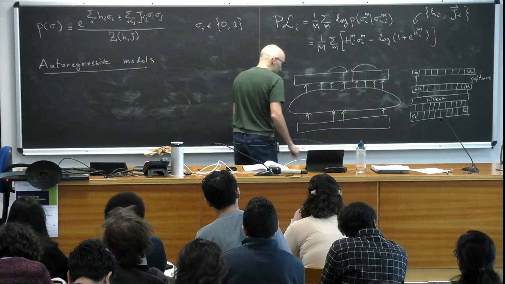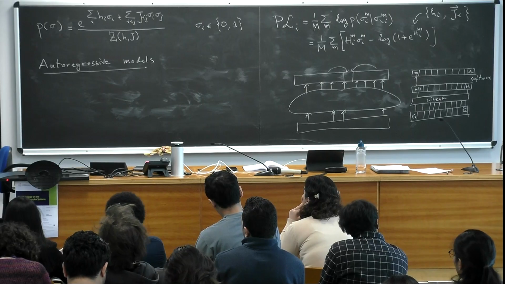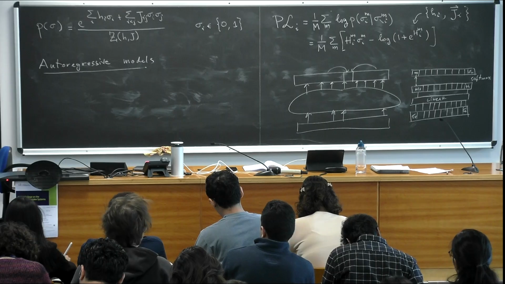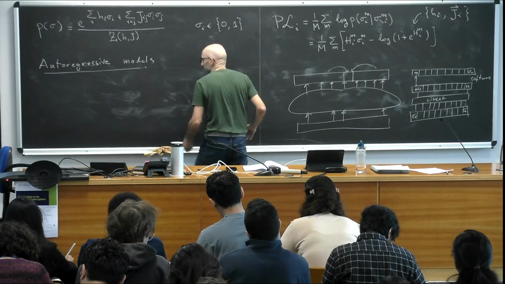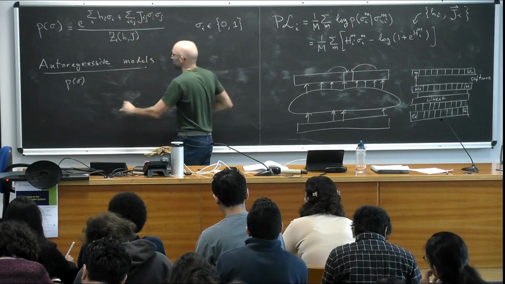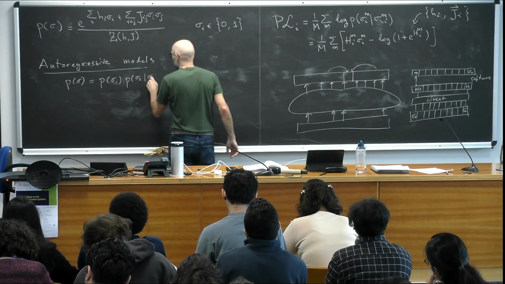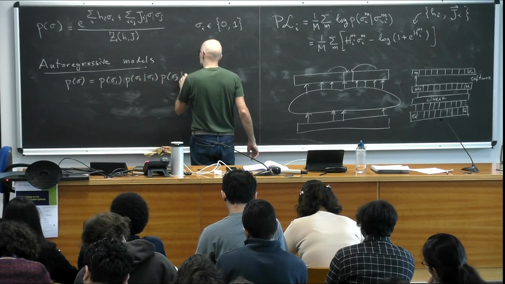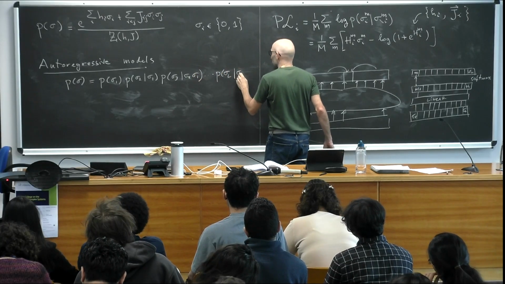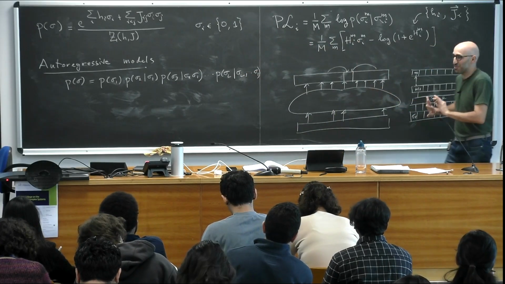So in autoregressive models, what you do is you use the fact that the joint probability of L variables can always be decomposed as a chain of conditional probabilities. So you say, okay, my P of sigma is not this one now, so forget about this one. I will write it as P of sigma 1, P of sigma 2 conditioned to sigma 1, P of sigma 3 conditioned to sigma 2, sigma 1, up to P of sigma L conditioned to sigma L minus 1 through sigma 1. Okay? This is exact. You can always do it.